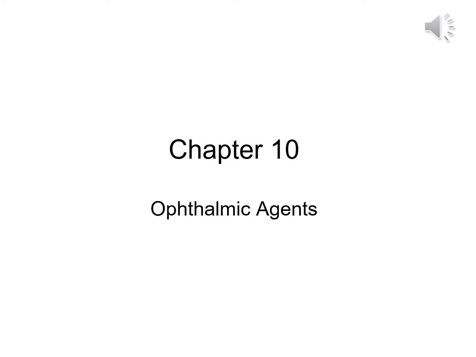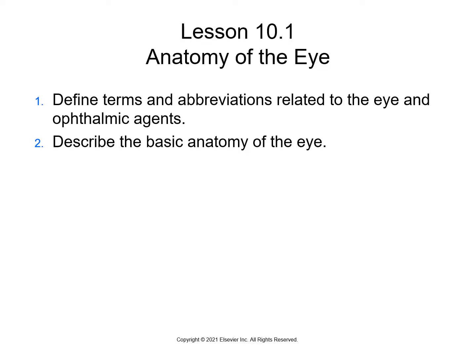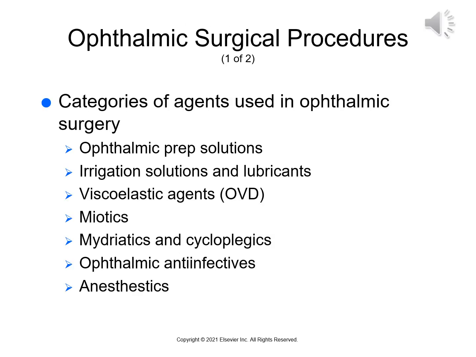Okay, so we're going to be in Chapter 10, the ophthalmic agents, starting on page 134. On 134, that box 10(1) lists the categories of agents used in ophthalmic surgery.